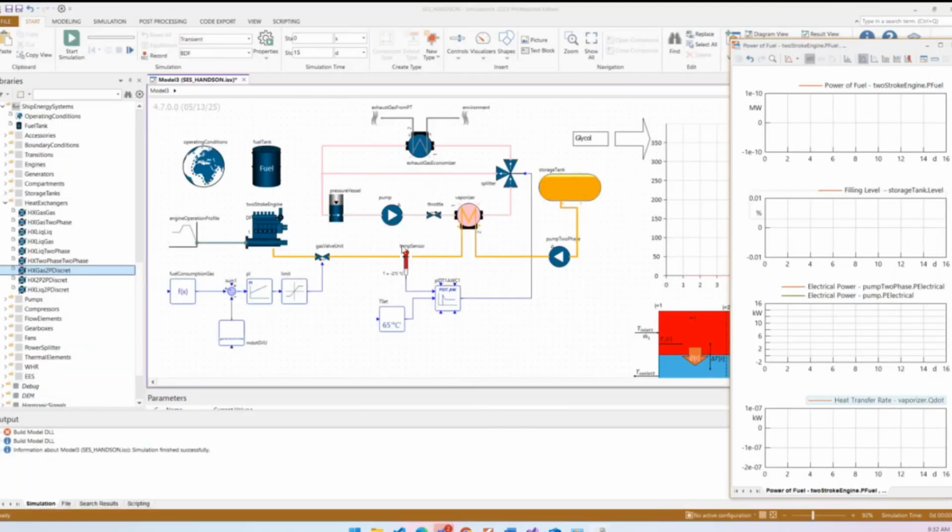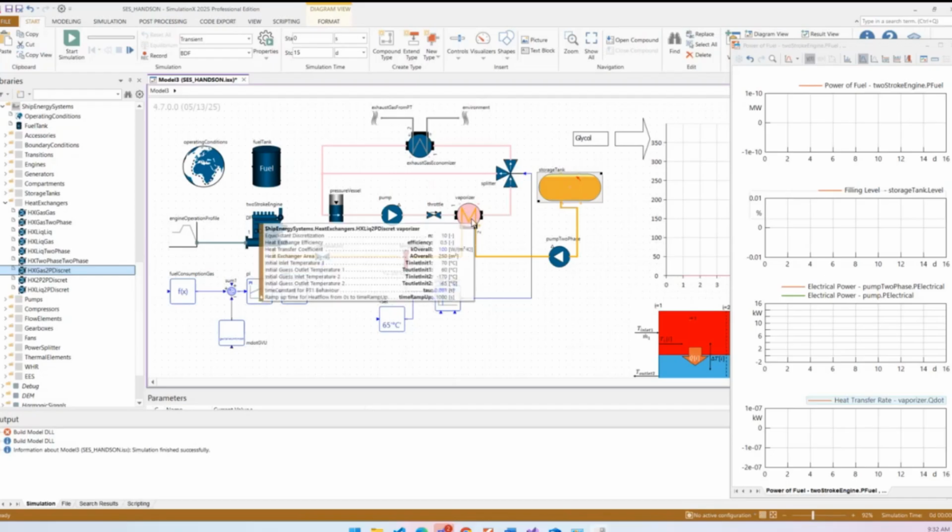So what is the idea? We have a ship with a fuel engine, and this engine needs fuel in a gaseous state, but we are transporting maybe LNG. In this case, I just use methane, and we want to evaporate the methane by a heat exchanger just to have a gaseous state of the fuel. That's the main idea of it.